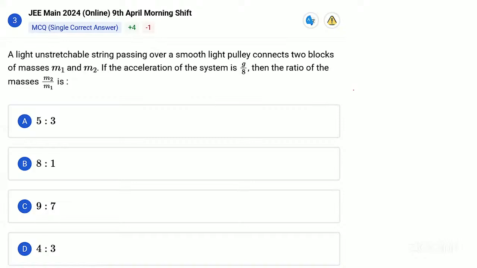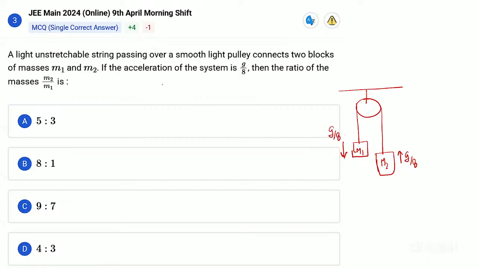तो क्या बोल रहा है भाई, एक मेरे पास पुली है, दिस इज द पुली. टू ब्लॉक्स ऑफ मासेस m1 एंड m2 को कनेक्ट करती है. ये मेरे पास m1 है और ये मेरे पास m2. ठीक है. इफ द एक्सेलरेशन ऑफ द सिस्टम, मतलब टोटल सिस्टम का एक्सेलरेशन इज g बाई 8, यानी इसका भी g बाई 8 है. मैंने m2 को ऊपर की तरफ जाते हुए मान लिया और m1 को नीचे की तरफ, क्योंकि दोनों तो ऊपर या दोनों नीचे तो नहीं आ रहे होंगे. वन इज हैवियर देन अदर एंड m1 इज ऑल्सो g बाई 8.